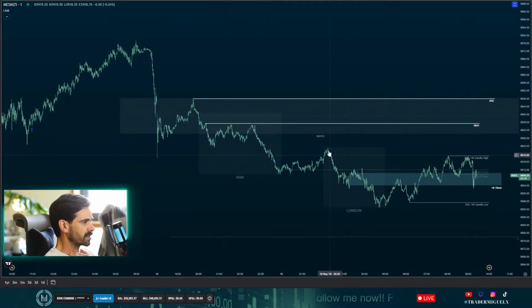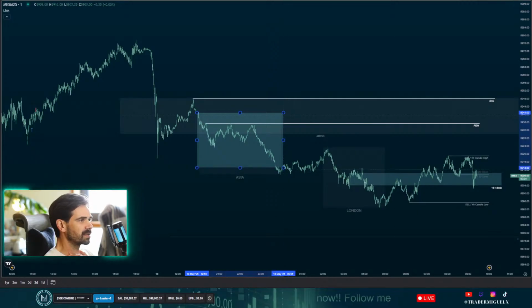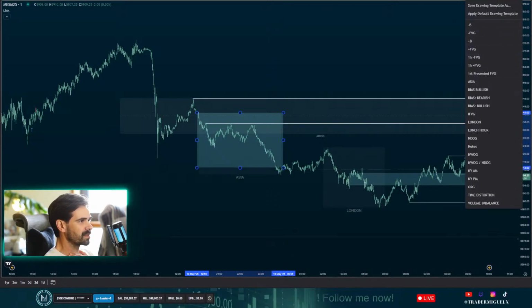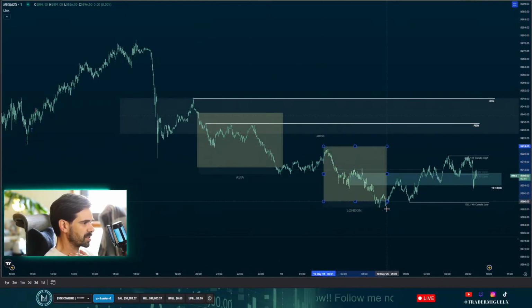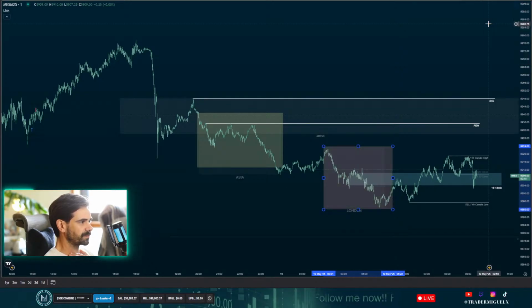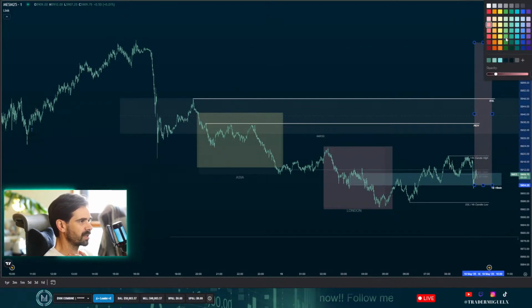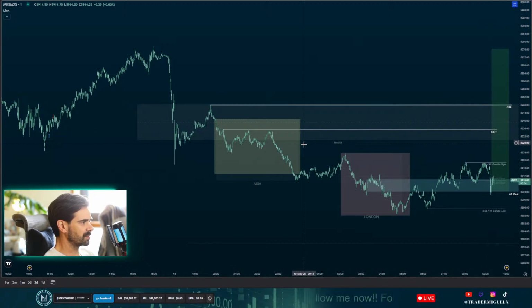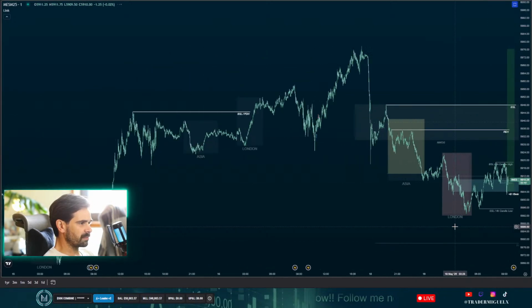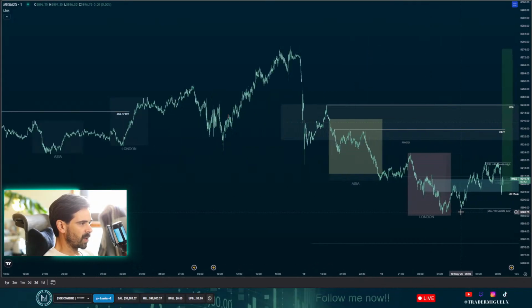London expanded to the downside, and eventually we can already frame some kind of power of three. Let me just put this here. This is kind of a consolidation or accumulation. This should eventually be our manipulation. And what we are waiting for is some kind of expansion to the upside here. So this could eventually be our framework for today's price action. But since we have Trump speaking at 10 a.m., I will probably wait for it. But it seems almost clear on higher time frames.